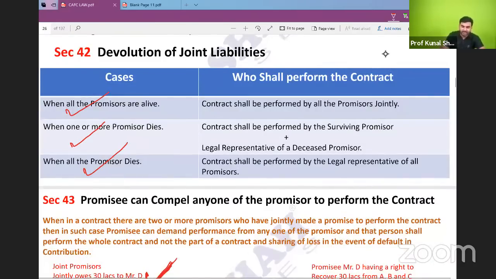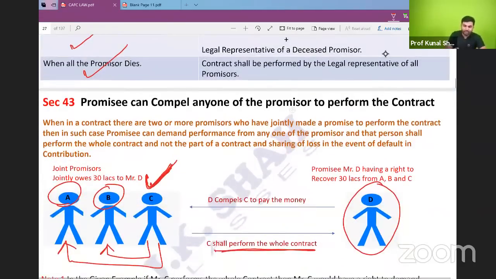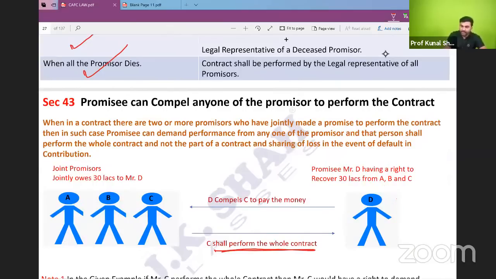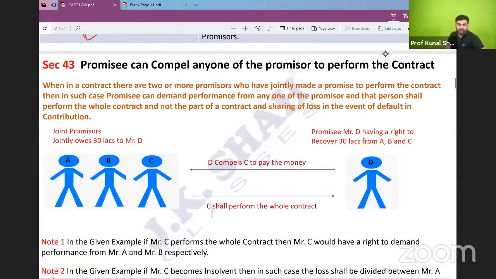Next, section number 43. What does section number 43 say? Section number 43 says that the promisee can compel any one of the promisors to perform the contract. Yes, the promisee is a party of rights. Being a party of rights, the promisee can compel any one of the promisors to perform the contract.